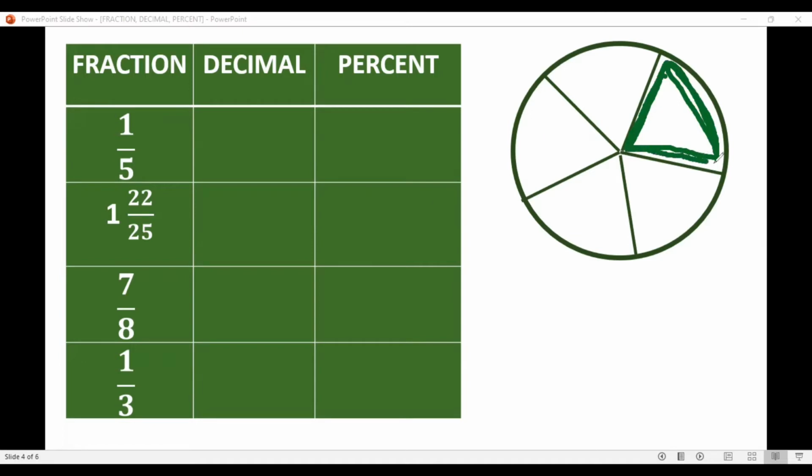What you need to understand when we are dealing with a fraction is that it could be written in terms of decimal or percent. So this is the part which simply shows that this is 1/5 of the whole thing. It's a part of a whole. Now, how do we change this fraction into the decimal form?